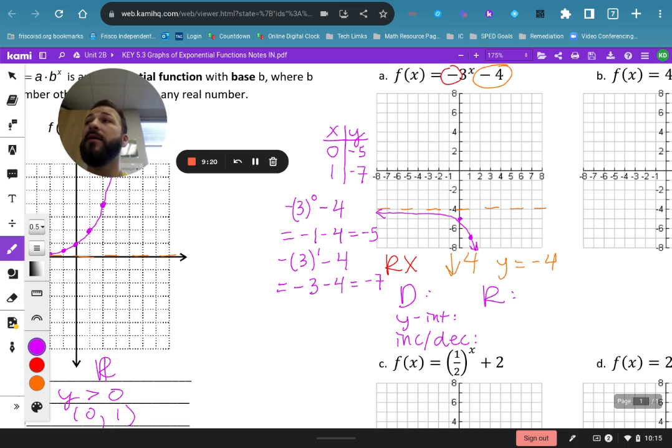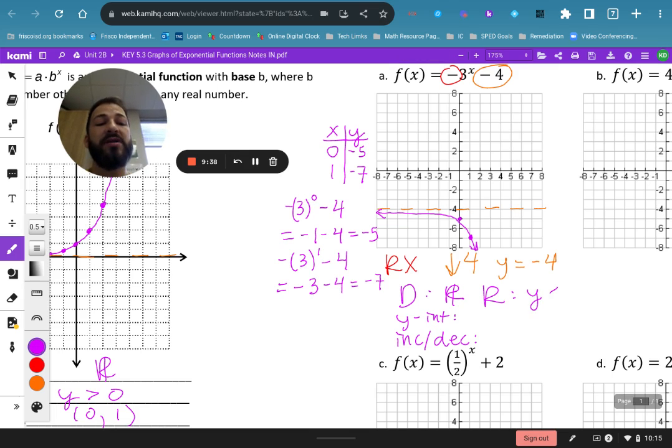So our domain is still all real numbers. I can still plug in any value for x, and our domain for exponential functions is actually always going to be all real numbers. It's never going to change. Our range though, because we shifted down, is going to be a little different. It is now less than negative 4.